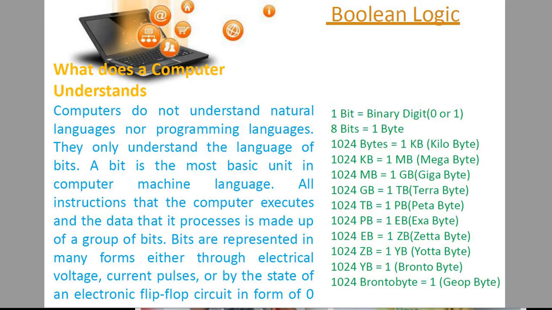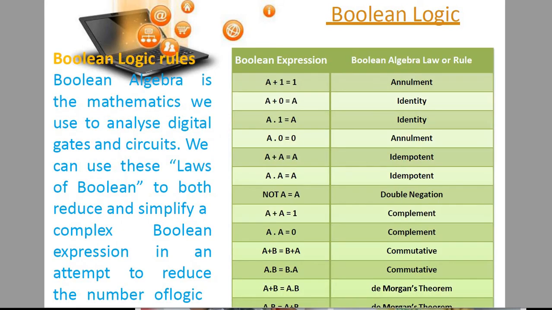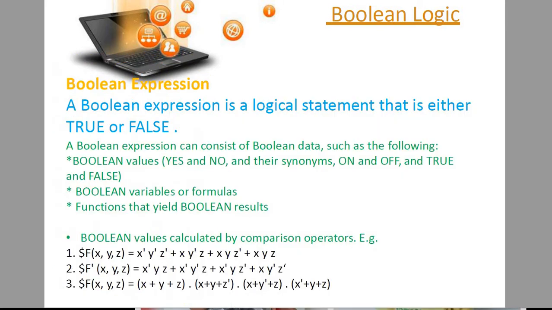Because computers understand machine language, which is a binary value, every operation is done with the help of these binary values. And what are binary values? 0 and 1. These are some rules I already told you in yesterday's class about Boolean logic. Remember these rules, and they will help you to solve Boolean algebra questions.